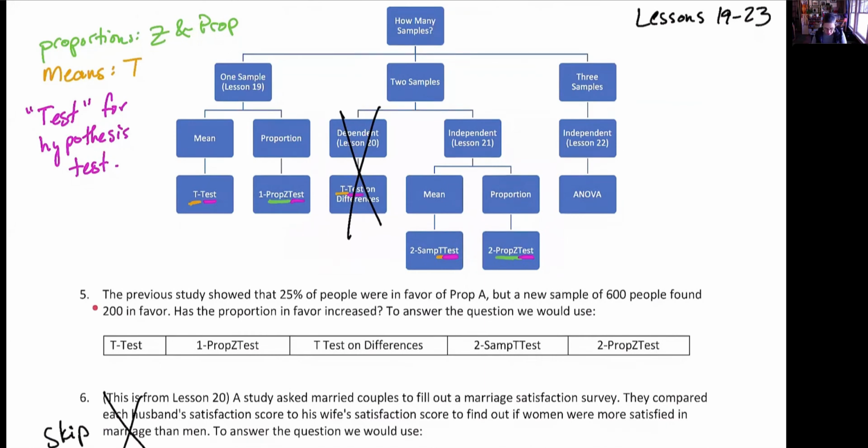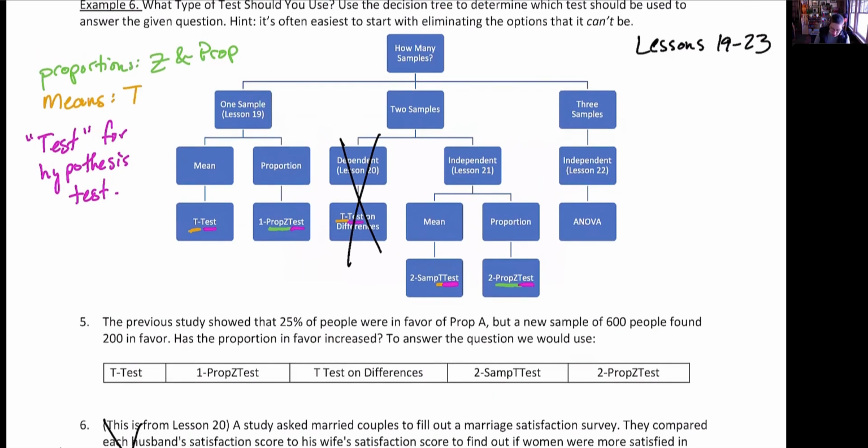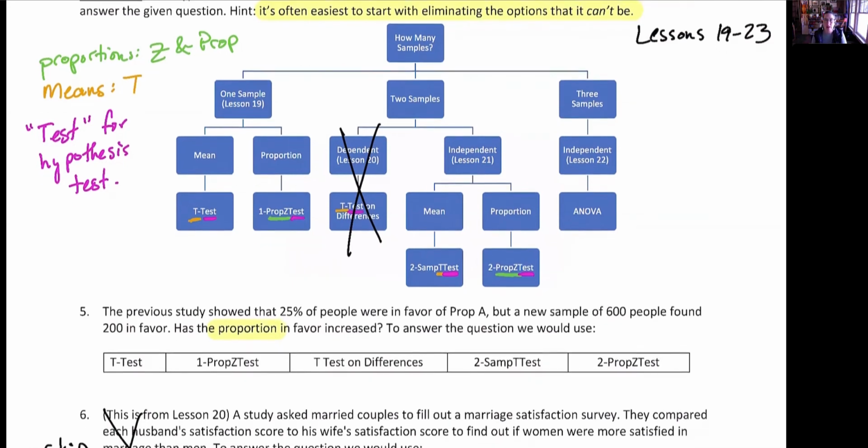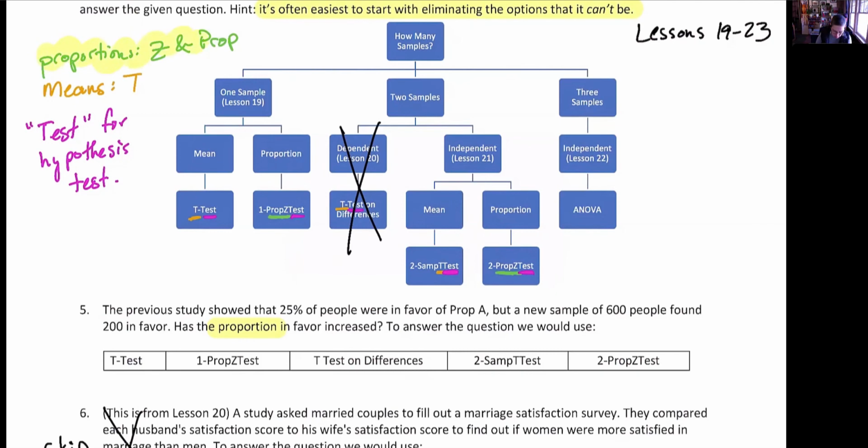So the previous study showed that 25% of people were in favor of Prop A, but a new sample of 600 people found 200 in favor. Has the proportion in favor increased? To answer the question, we would use which of these tests? What I start with, and what I mean by it's often easiest to start with eliminating the options it can't be, here I'm told to find the proportion. Has the proportion increased? And proportions have Z's and props.